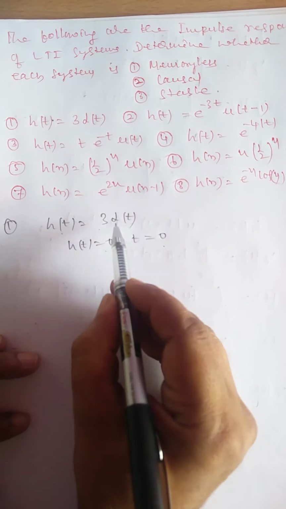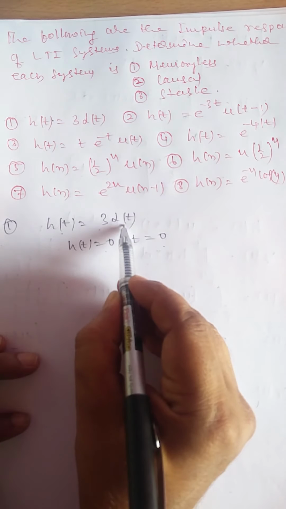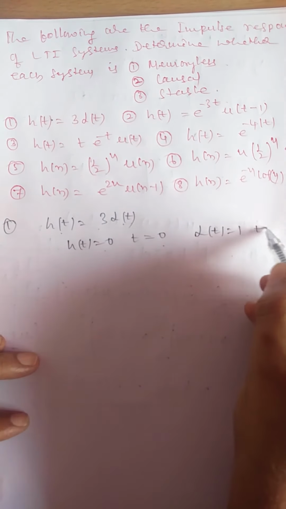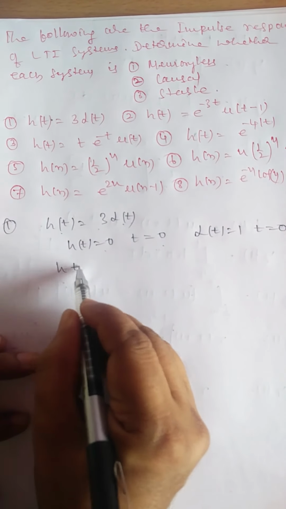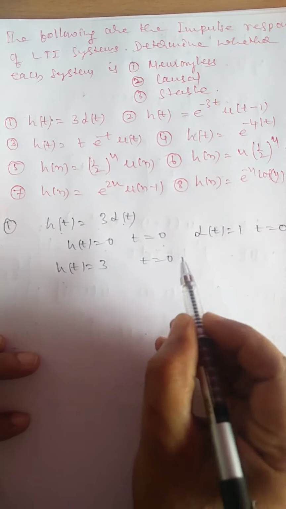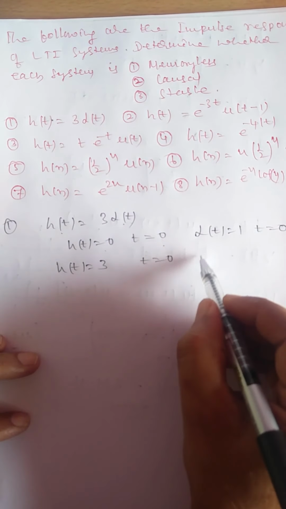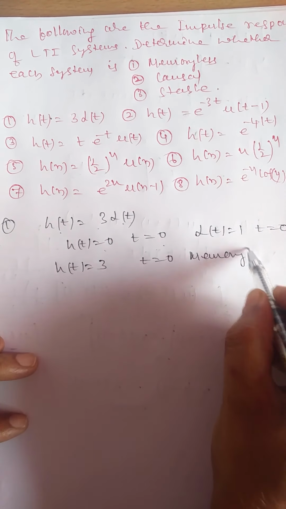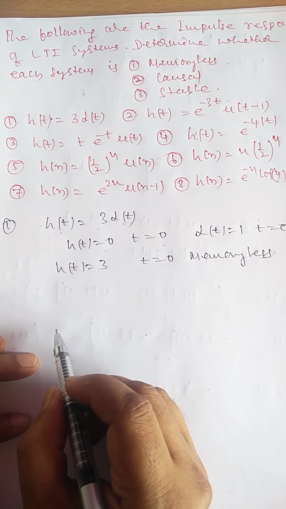Here, this h of t exists only at t equal to 0, because del of t value is 1 when t is 0. And so your answer is h of t is equal to 3 when t is 0. And this system is the memoryless system.